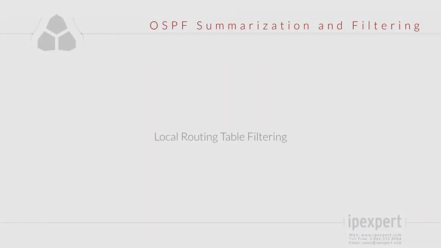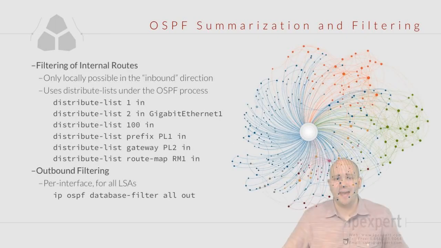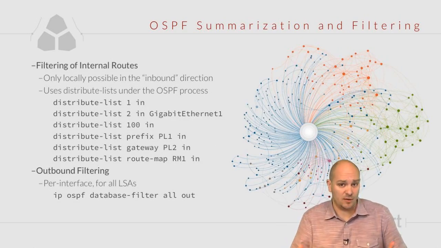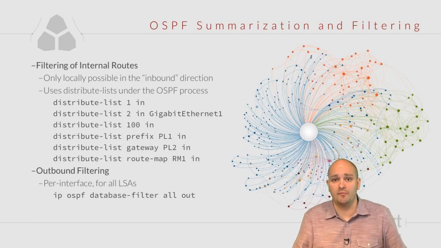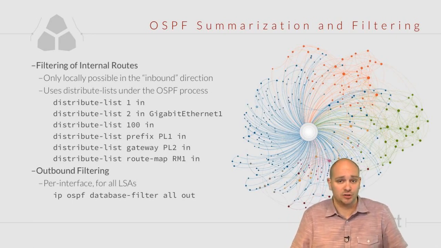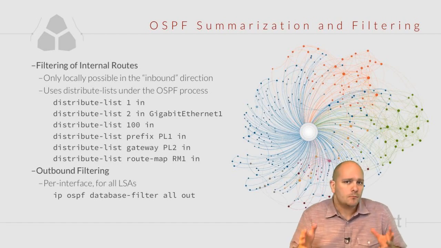The last example of OSPF filtering is the local routing table filtering. As you know, OSPF has an OSPF database where all the LSAs are kept. The intra-area routes, type 1 and type 2 LSAs, type 3 LSAs for inter-area routes, type 5 with type 4 for the external routes, and type 7s for the external routes in the NSSA area.